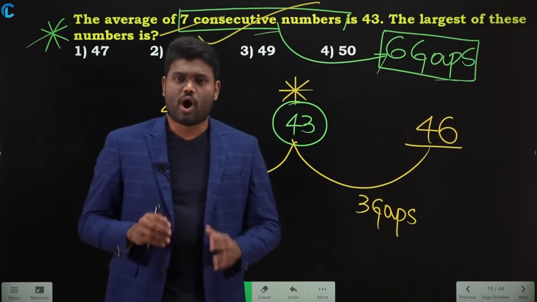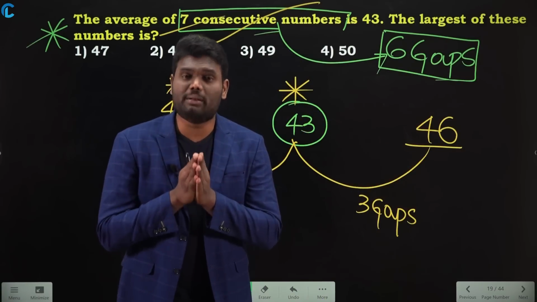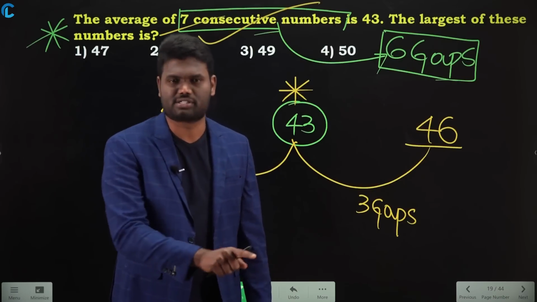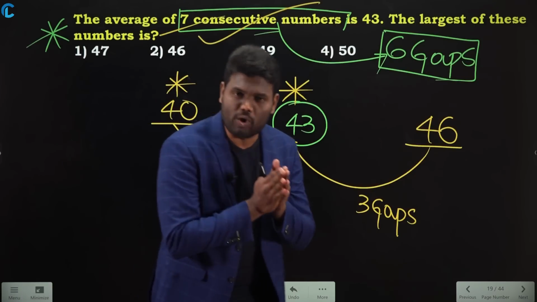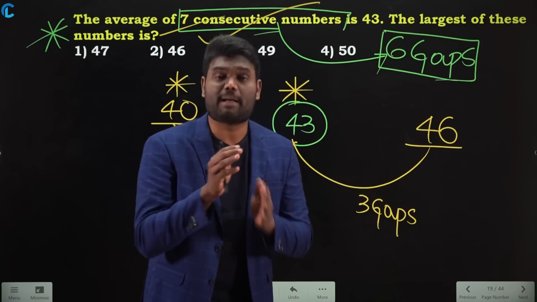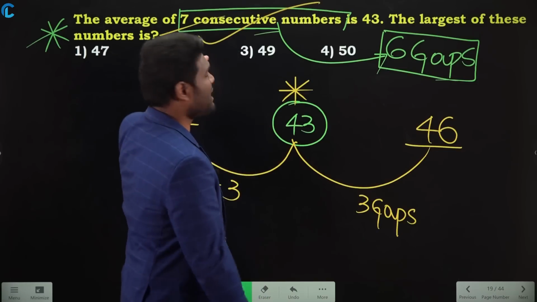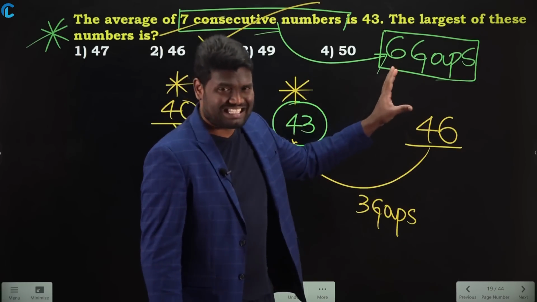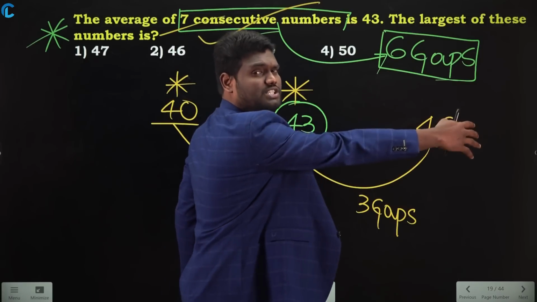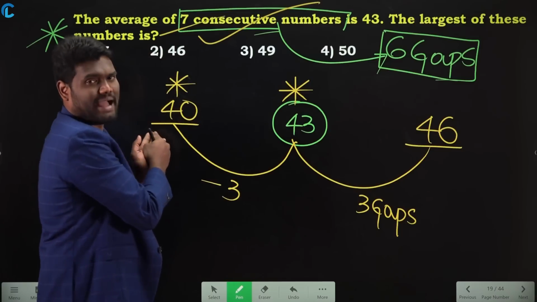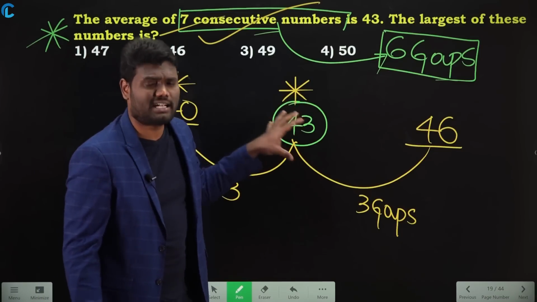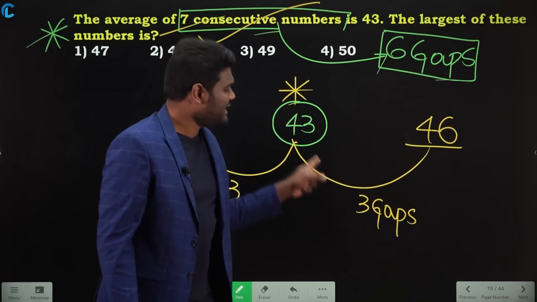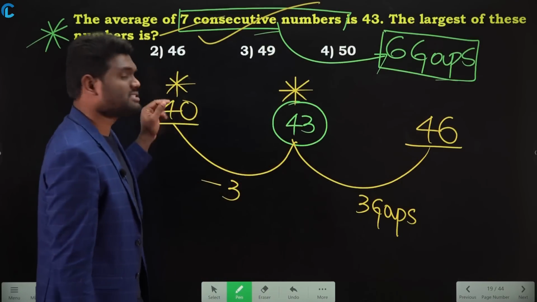Just remember one thing, always number of gaps will be 1 less than number of numbers. If you have 10 numbers, gaps will be only 9. If you have 50 numbers, gaps will be only 49. Similarly, if you have 7 numbers, gaps will be only 6. Okay, out of these 6 gaps, 3 gaps will be towards forward and 3 gaps will be towards back. Why? Because average is exactly middle term. So 3 front and 3 back. As it is consecutive numbers, 43 plus 3, 46, 43 minus 3, 40.